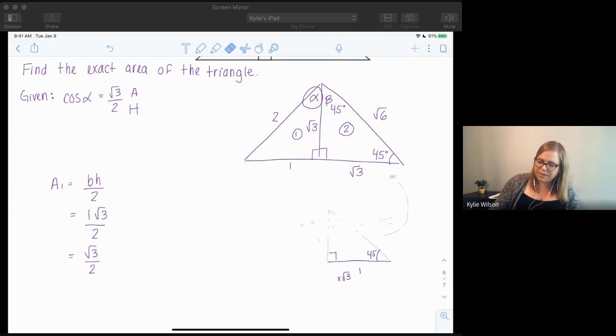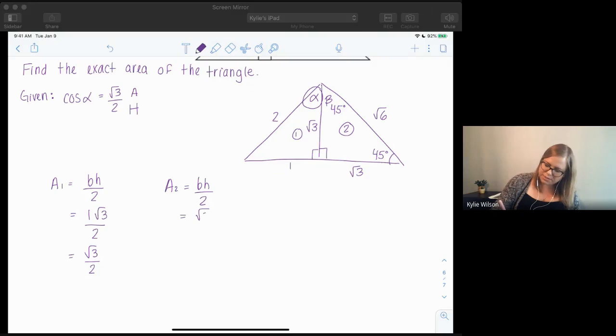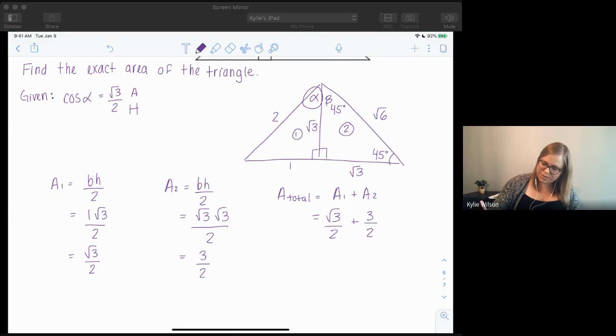So now let's find the area of that second triangle. So area 2 is base times height divided by 2. So our base is root 3. Our height is also root 3, all over 2. So root 3 times root 3 is going to give me 3 over 2, like this. And now we want our area total, which is A1 plus A2. So A1 was root 3 over 2 plus 3 over 2. So our total area is 3 plus root 3 all over 2.